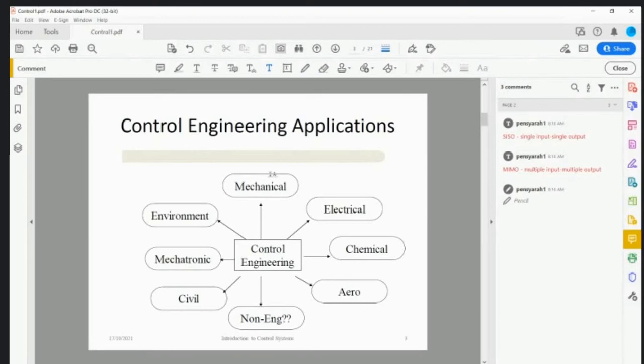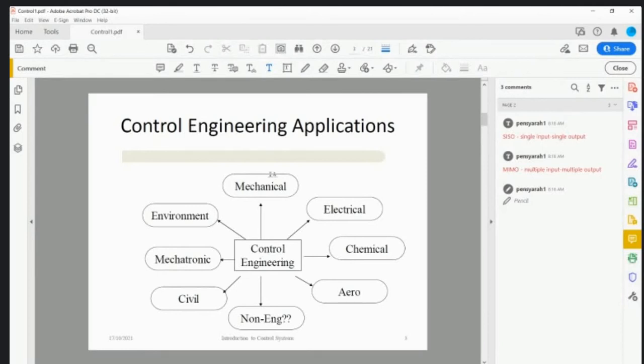Other than that, in chemical, we have a chemical plant where we need to control the pressure and the temperature in the plant. In aerospace, you can see in the cockpit of an aeroplane, there are many monitors, which allow the pilot to control the performance of the aeroplane.